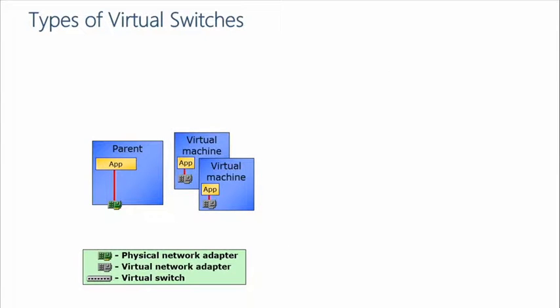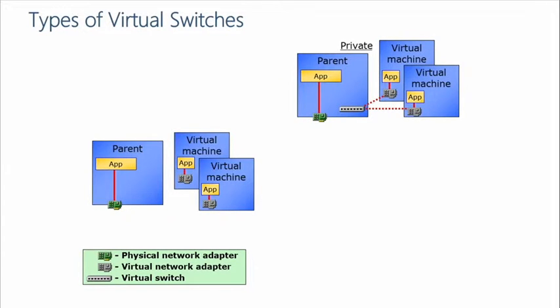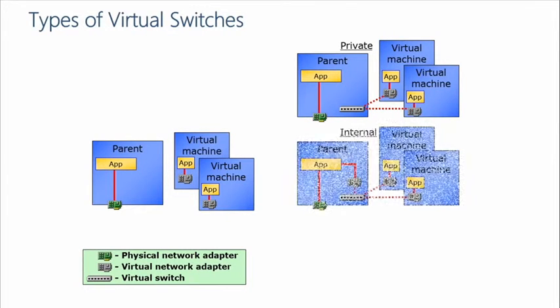So here's a good animated example of this. I've got a parent and two virtual machines. The parent has a physical adapter. The virtual machines have virtual adapters. Private switch, you can see the switch is created in the parent, but the parent has no access to it, only the virtual machines do. Internal, the parent gets a virtual adapter, and it can, using standard TCP/IP protocols, talk to both the clients and to itself as well. And you can optionally inject NAT, as I mentioned.